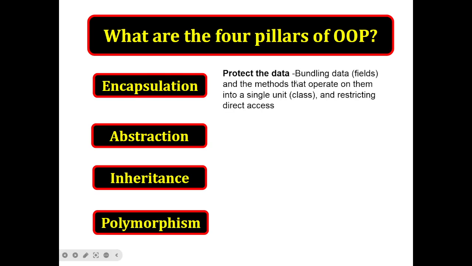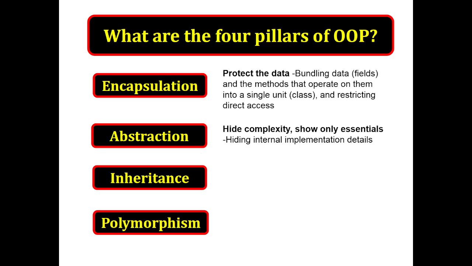Encapsulation basically protects the data. It is the process of bundling fields and methods that operate on them into a single class, which restricts direct access. In short, it encapsulates all the fields and methods inside a class just to protect the data. Abstraction we use to hide complexity and show only the essentials. The basis of abstraction is to hide the internal implementation details.